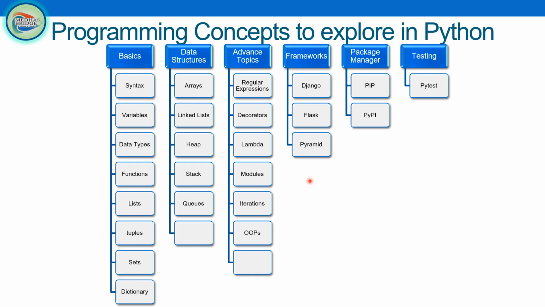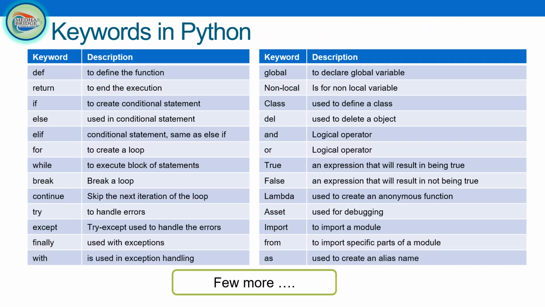Django and Flask are Python frameworks for Python programming. Coming to the Python package managers, we have pip and PyPI. For testing Python code, we have PyTest. PyTest is a testing framework. It is used to write various types of software tests, including unit testing, integration testing, end-to-end testing, and functional testing.